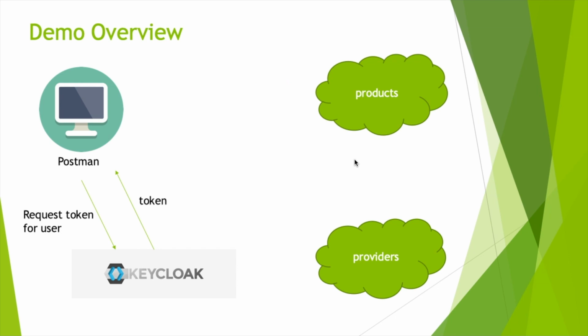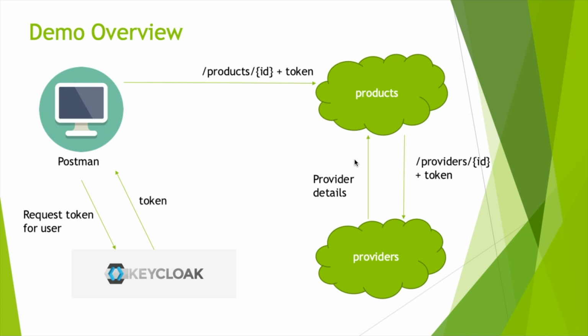Then we call a second endpoint to get product details that needs to call the provider's microservice for the provider details. And here we need to pass the token to be authorized. We will see how to do this. And next I will show you how to create the microservices and how to implement security.